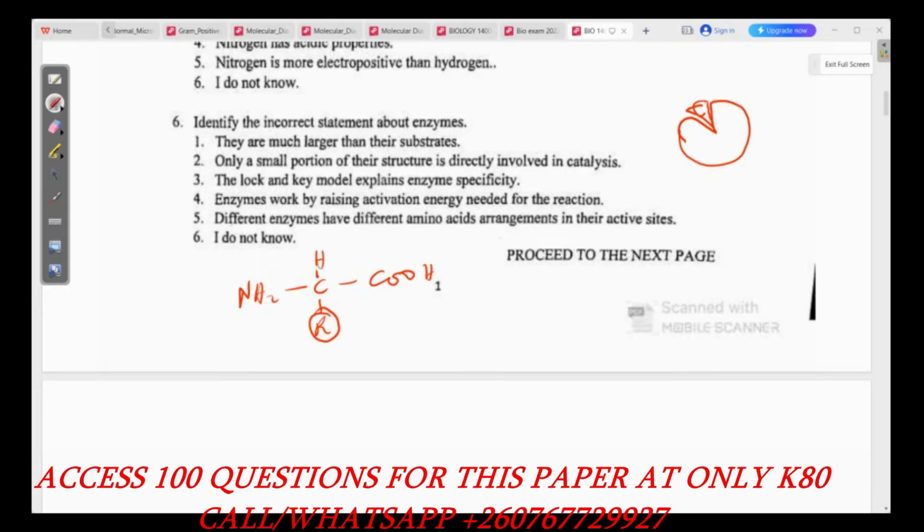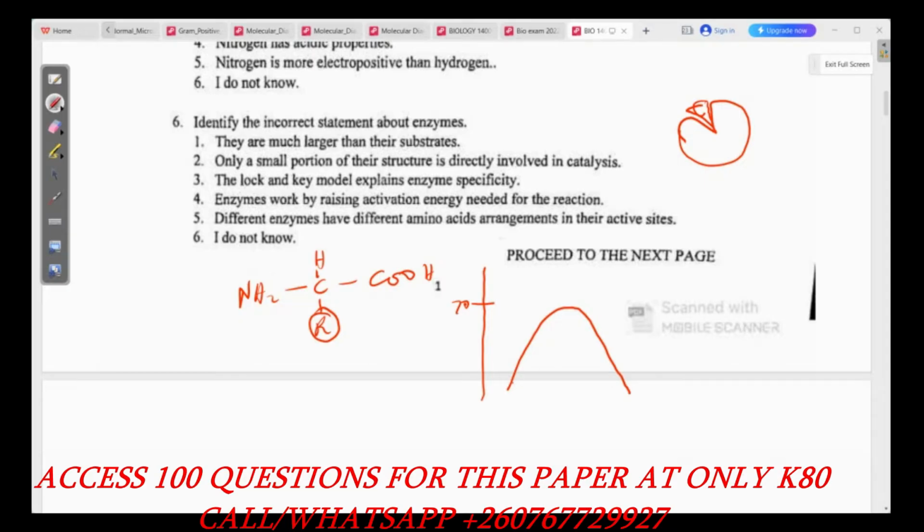So the incorrect statement here is option four. Enzymes work by raising the activation energy needed for the reaction. Actually, enzymes reduce the activation energy. Let's say the initial energy to complete this reaction was supposed to be like this, and let's say this is 70. When you introduce an enzyme, it is going to reduce this activation energy. It will provide an alternative route that is going to produce results faster than it was supposed to.